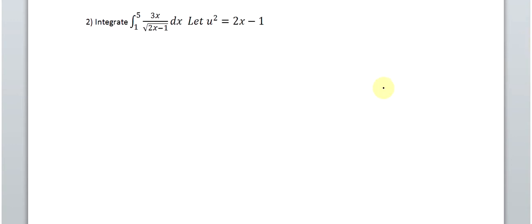Okay, this is a bit more meaty. Clearly a substitution problem since we're given the substitution here. So let's make a start with that.